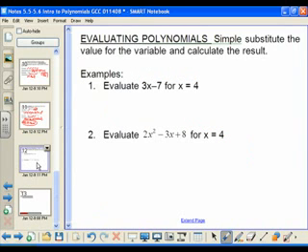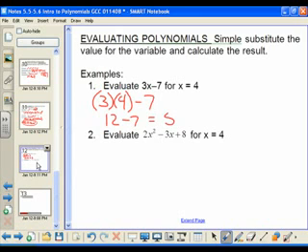One more slide. Evaluating a polynomial simply means substitute in the variable and calculate. We've done this before, way back in the beginning of the semester, but most of ours were linear functions and things like that. But now we're going to evaluate this. So we have 3x minus 7 for x equals 4. I'm just going to substitute. So I get 3 times 4, putting in 4 for x, minus 7. So I get 12 minus 7, or 5. Just like that. We're just substituting in the value they give us.